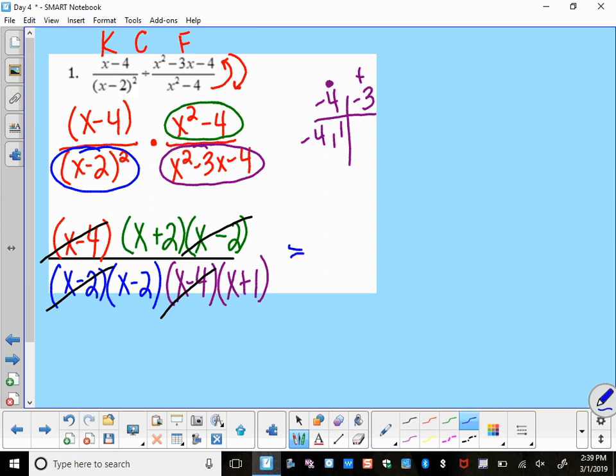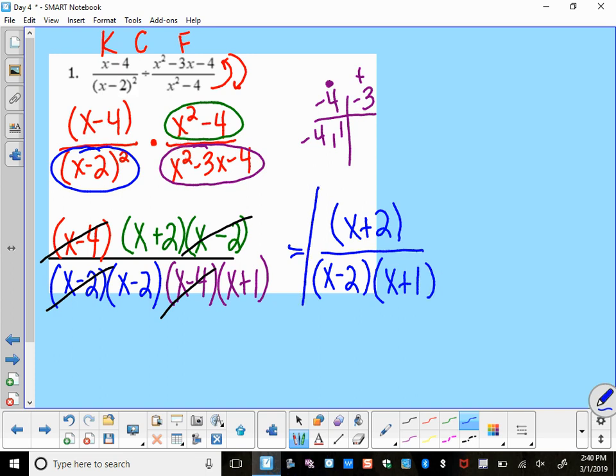So my final answer is x plus 2 on top, and on the bottom I have x minus 2 and x plus 1. If we don't have both, then just one. Just one, yes. Because we can cross out from top to bottom, but we wouldn't be able to cross out on the same level.